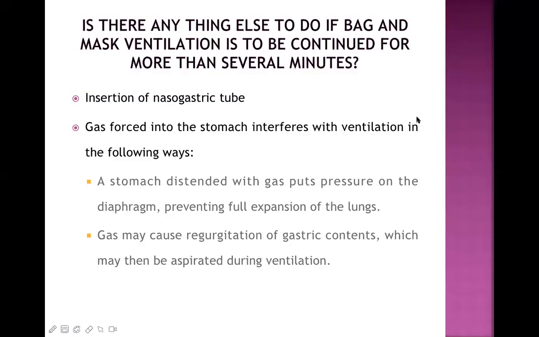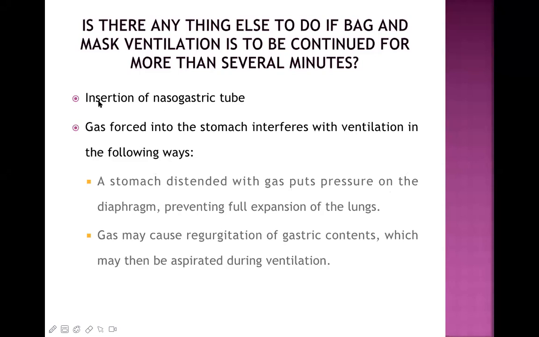Now another important point here: when you do prolonged positive pressure ventilation by bag and mask, what else do you need to do? A lot of air will go into the GI tract and distend the stomach. The stomach will push the diaphragm upwards and disturb the expansion of the lung. So what can we do in that situation?